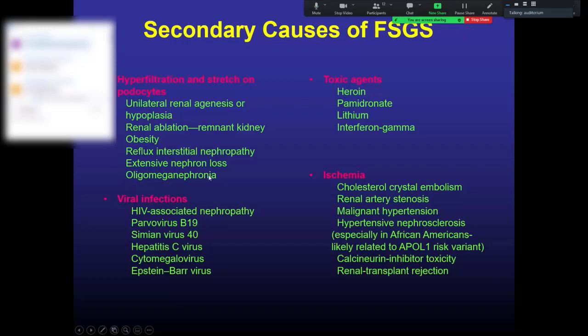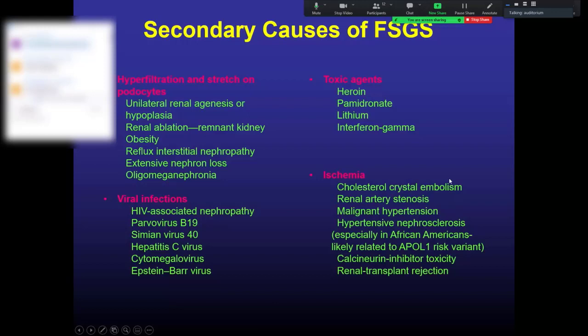Anything where you have extensive nephron loss or reduced nephron mass. Another category that we're seeing more and more is people that were born very premature, since more babies are surviving severe prematurity when they get to adulthood. They have less nephron mass, and they can get a secondary form of FSGS. Viral infections, we talked about some of these. I should add COVID to the list.